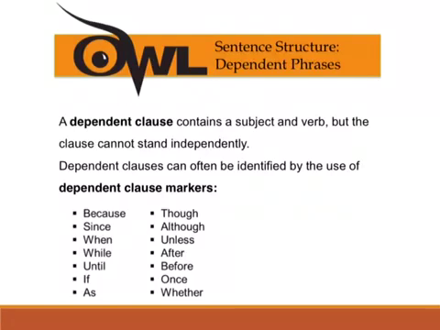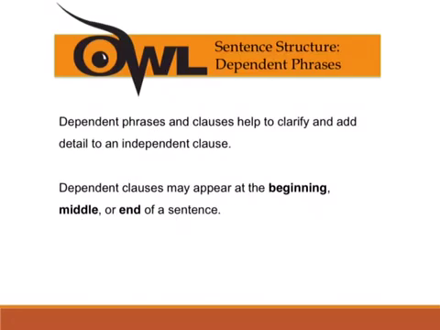Note that a dependent clause contains a subject and a verb, but it can't stand independently. Dependent clauses are often marked with words such as because or although, if, until. Dependent phrases and clauses help to clarify and add detail to an independent clause. Dependent clauses may appear at the beginning, middle, or end of a sentence.